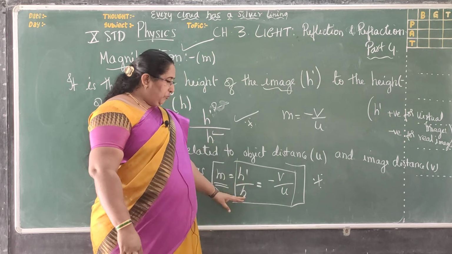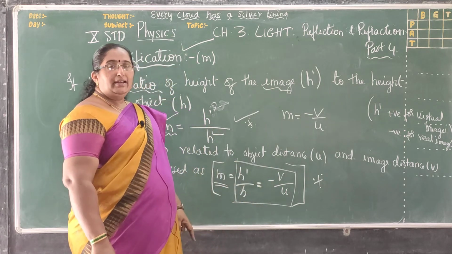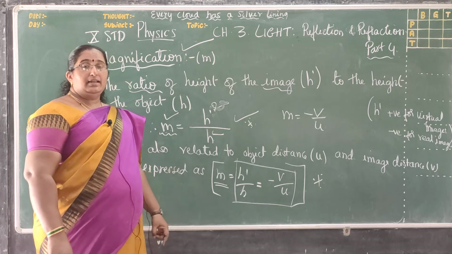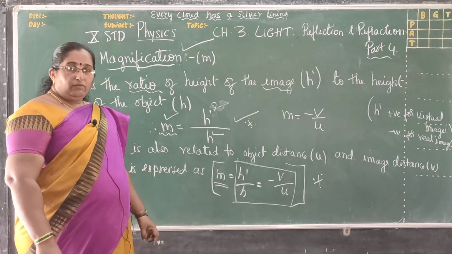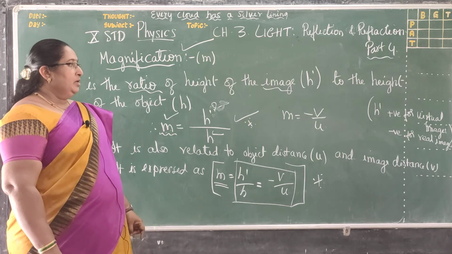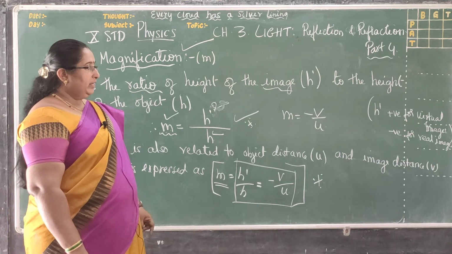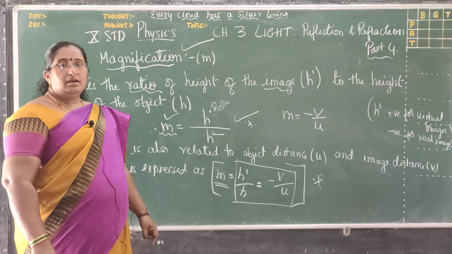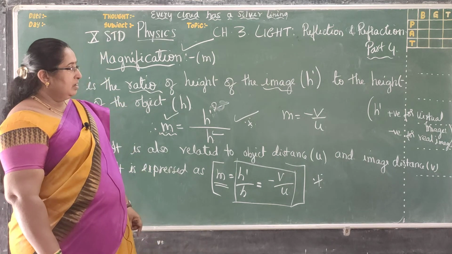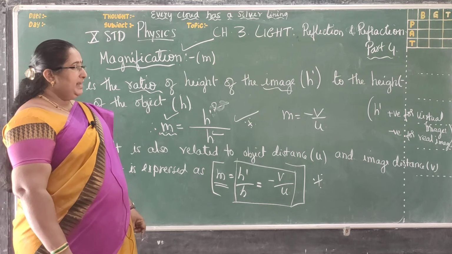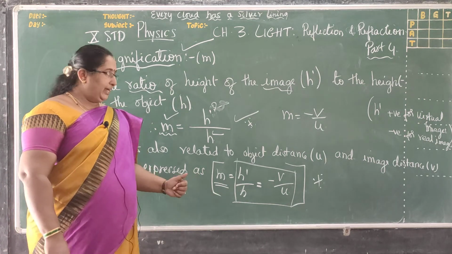So out of the four values, any three will be given, and you need to see whether it is a real image or a virtual image depending upon whether it is a convex mirror or a concave mirror. Always, a concave mirror gives real images, and a convex mirror gives virtual images. A virtual image is positive and a real image is negative.